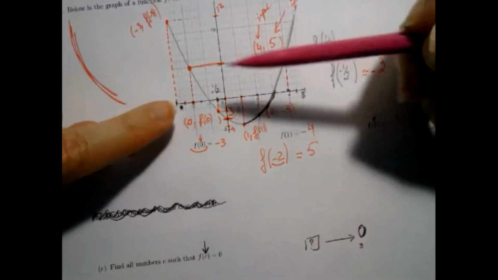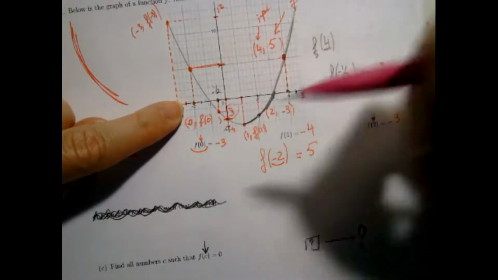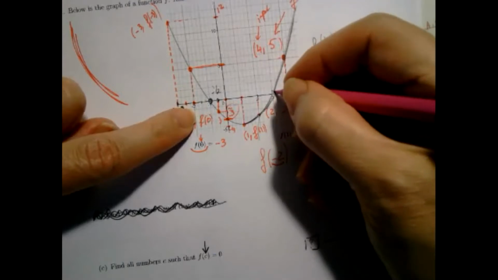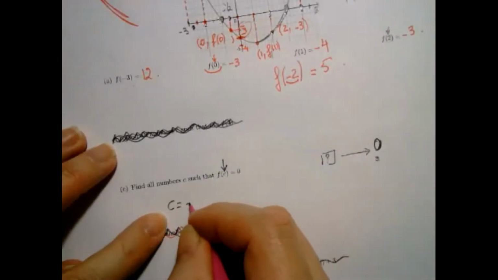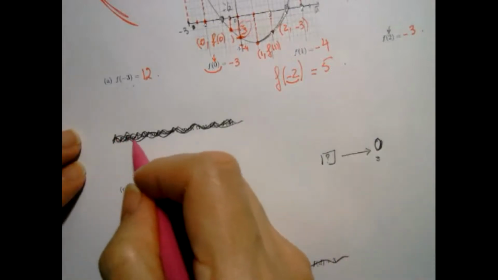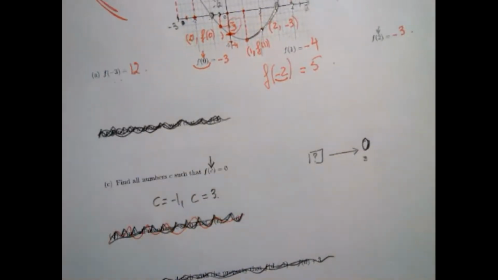So now I go back. Which input? The output is 0. -1 and 3. Absolutely. So c equal -1 and c equal to 3. So sorry, scratch B, D, and F because I don't want confusion at all.